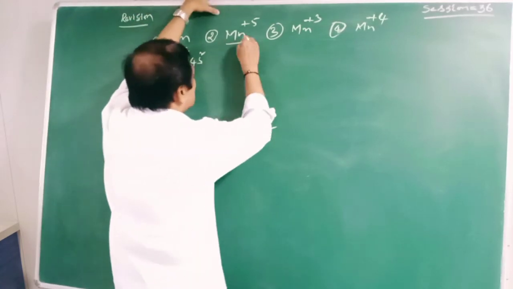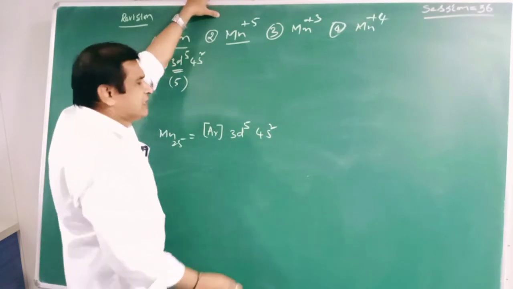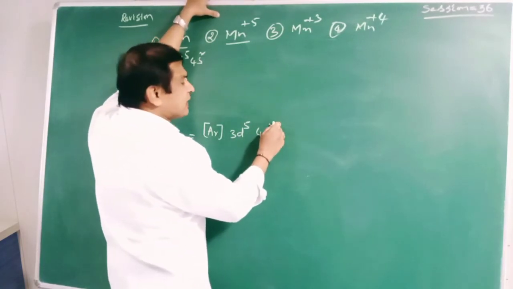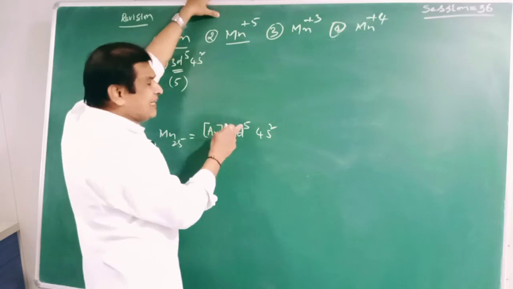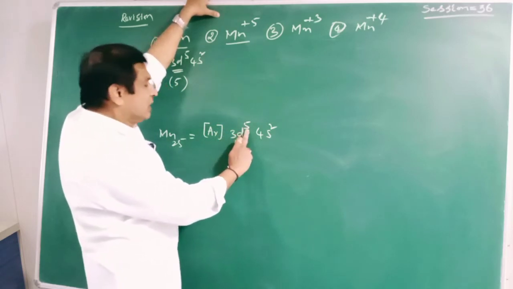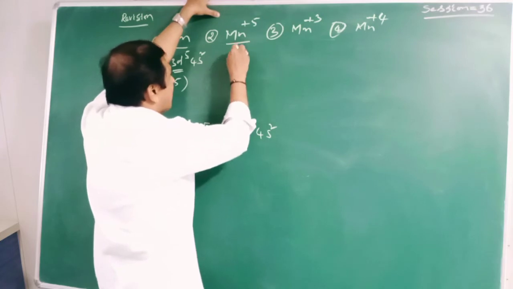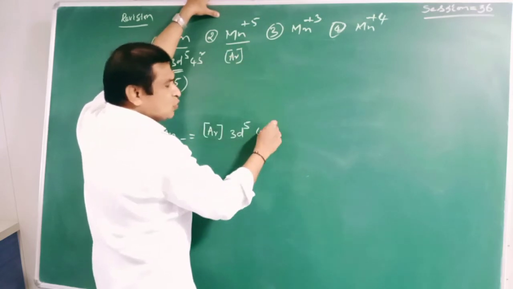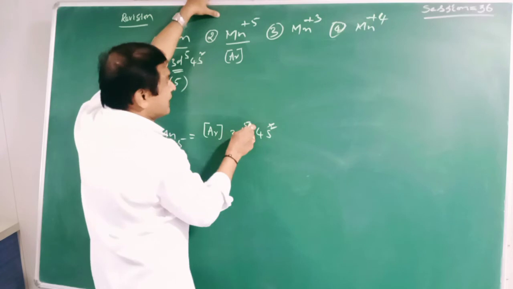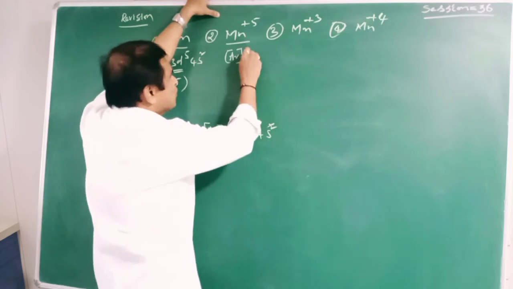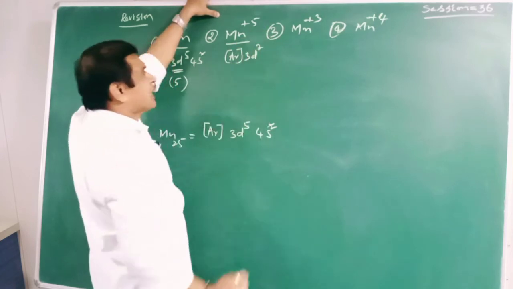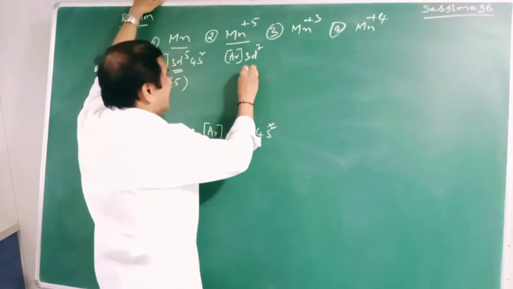Next one, Mn plus 5. Plus 5 means it has lost the 4s electrons completely, 2 electrons are gone, and 3 electrons from the 3d orbital. So the configuration is argon 3d2. That means it has 2 unpaired electrons.